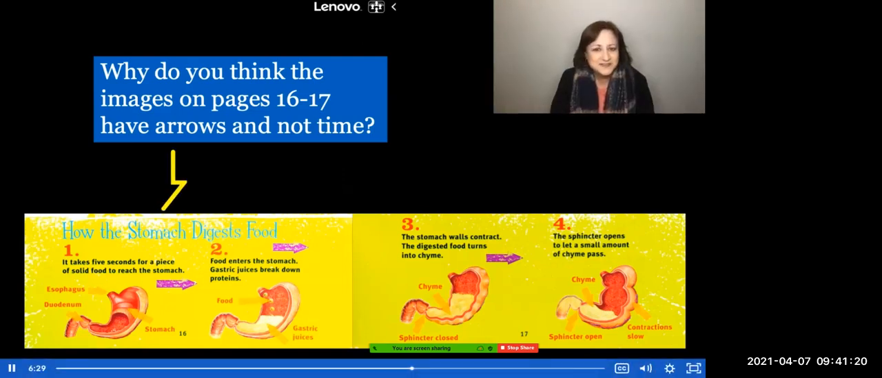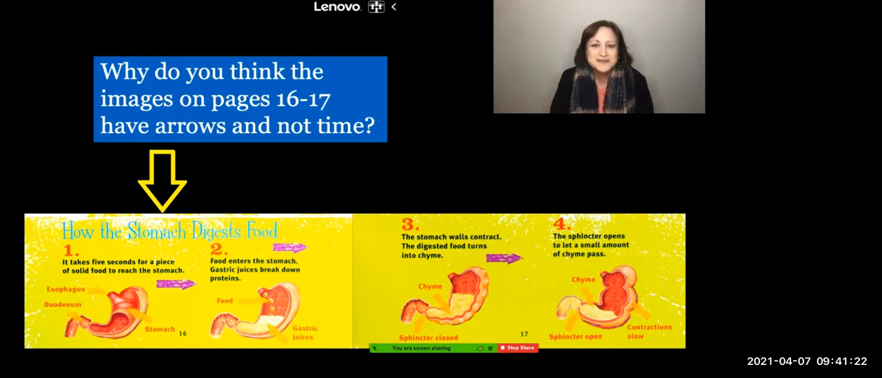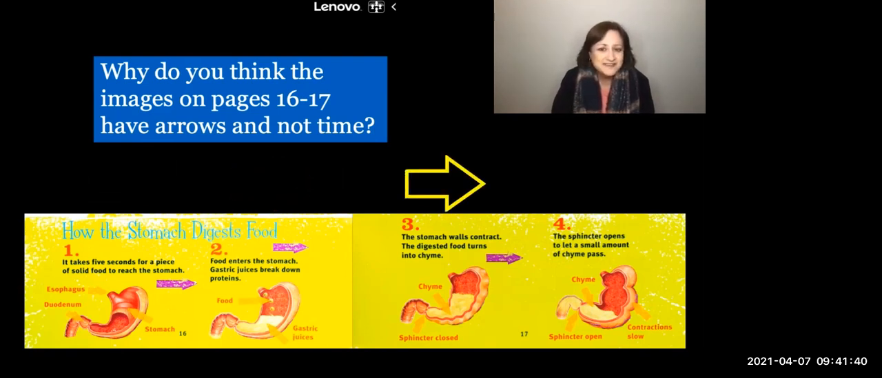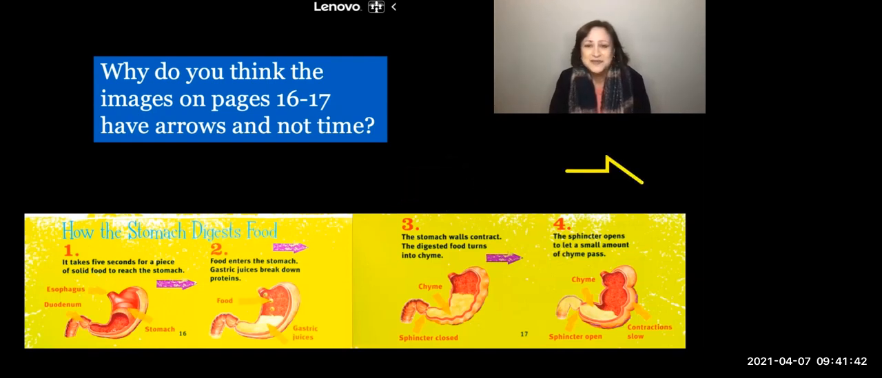Because you're such a careful observer, you probably noticed the title at the top of the image and also the numbers throughout the image, number 1, 2, 3, and 4. The arrows follow the process of how the stomach digests food. It starts at number 1 and the arrows continue through until step 4.